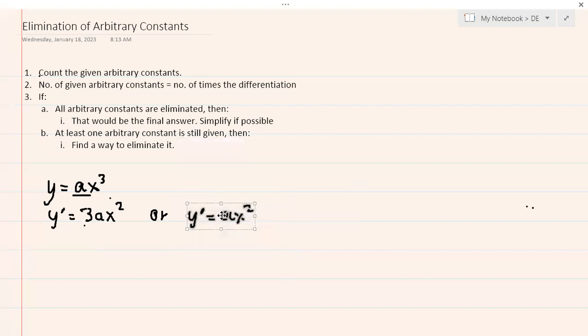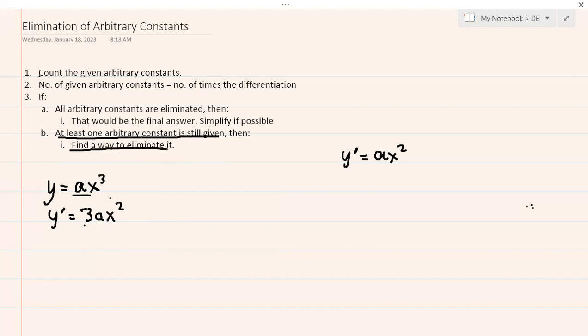Alright? So let's start first muna. What if ginamit mo si 3ax squared? Okay? So, okay na. You have differentiated the equation. Now, take a look. Meron ba siyang arbitrary constant o wala na? As you can see, meron. Di ba? Meron siyang arbitrary constant. So according sa second condition, sa third step, if at least one arbitrary constant is still given, then find a way to eliminate it. So paano kaya yun?